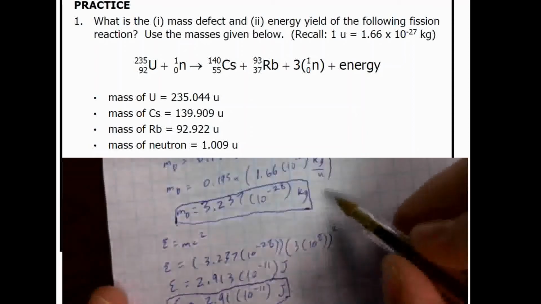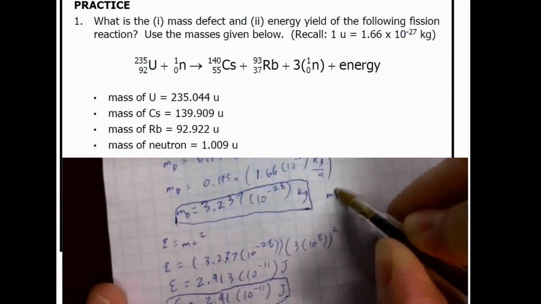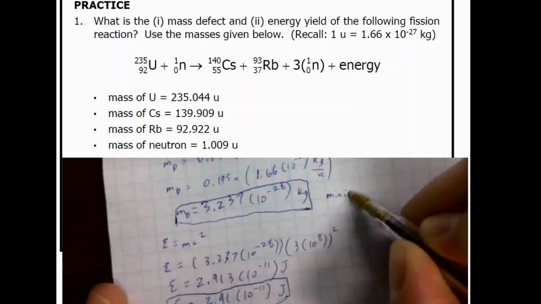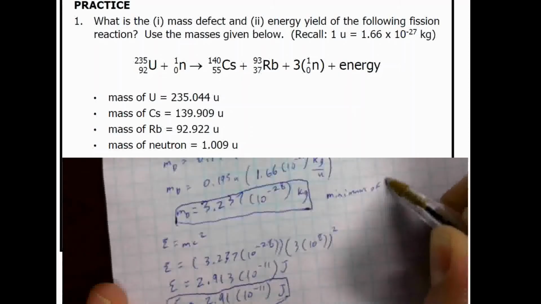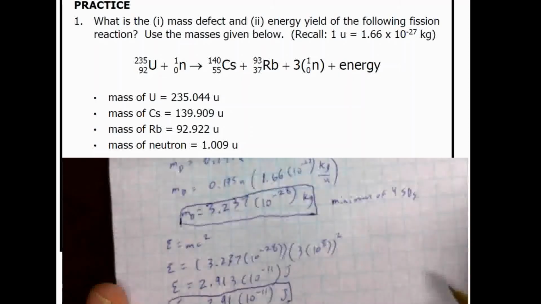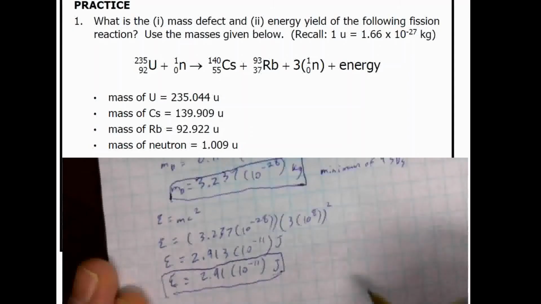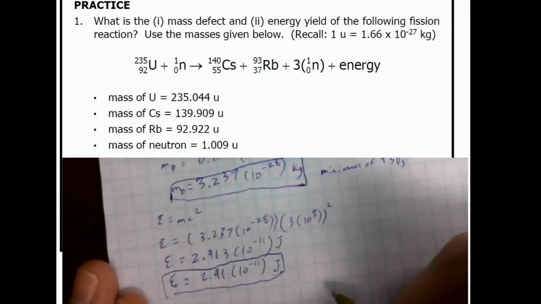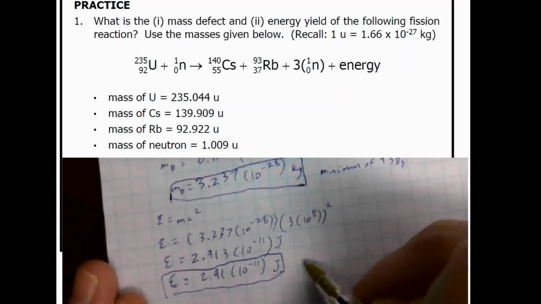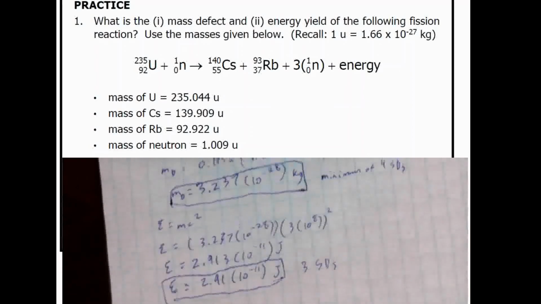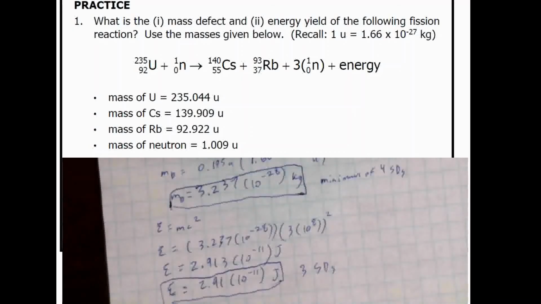For mass defect, use a minimum of 4 SDs. And for the energy, it's pretty much always going to be 3 SDs. So I'll just write down 3 SDs for significant digits, but it could possibly be less, although it could also be more. Most of the time it'll be 3 SDs, but when you're doing your mass defect, always use a minimum of 4 significant digits.